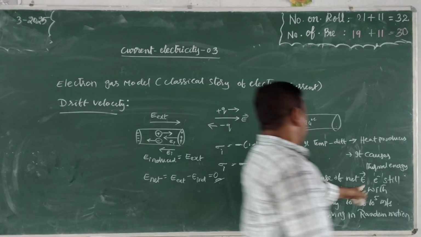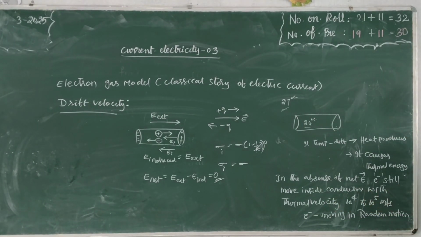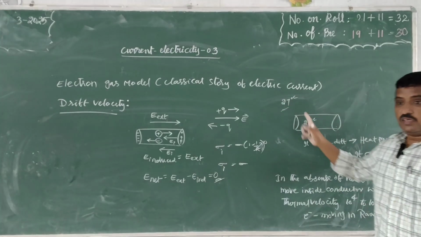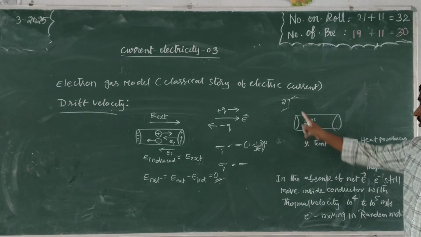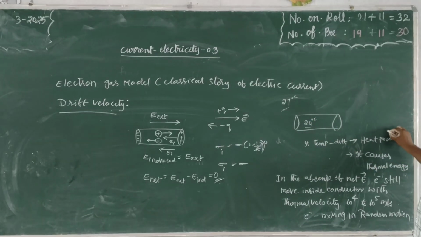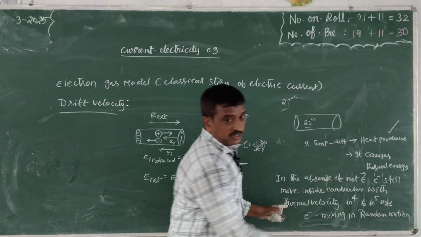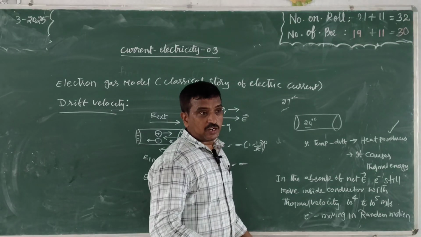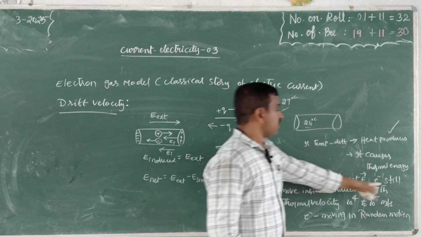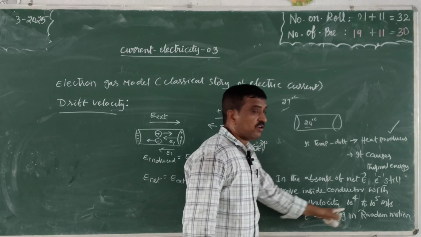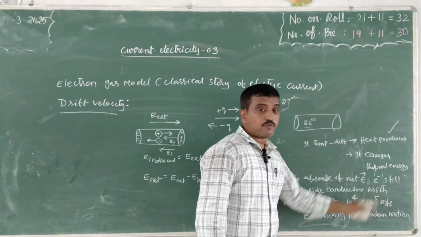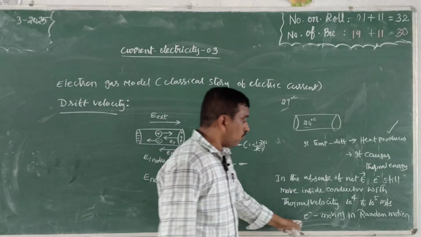But still electrons move inside the conductor. Why? Here the temperature is 27 degrees and here it is 24 degrees. Because of this temperature difference, heat is produced, which causes thermal energy. This thermal energy is absorbed by the electrons. So in the absence of net electric field, that is external and induced fields cancelling, electrons still move inside the conductor with thermal velocity, 10 power 4 to 10 power 5 meter per second. The electrons are moving in random motion.